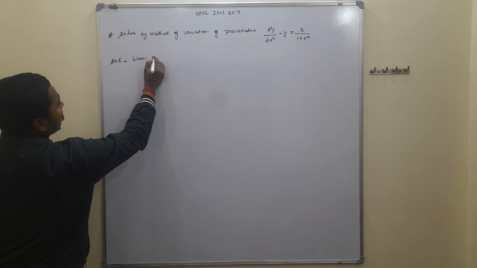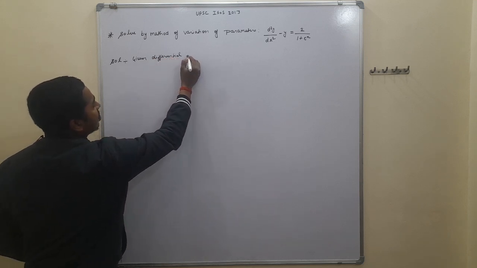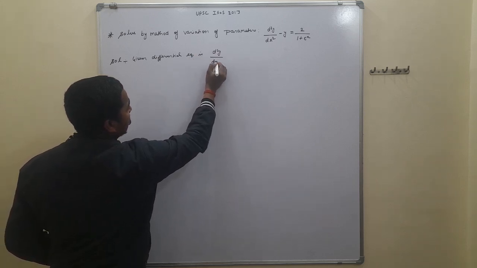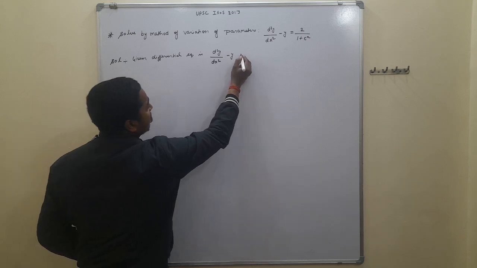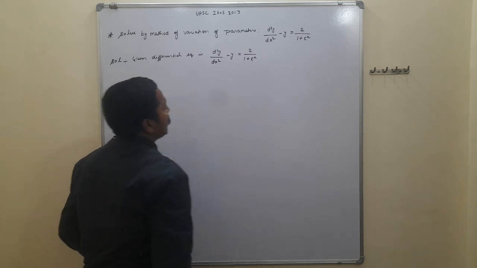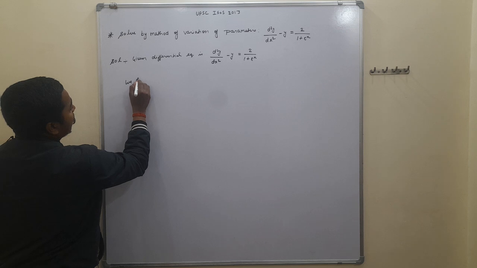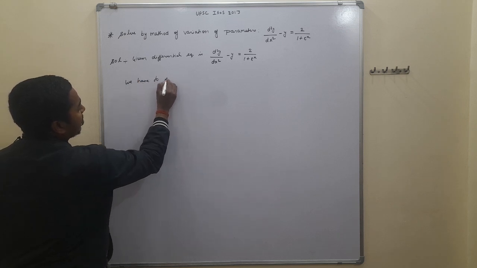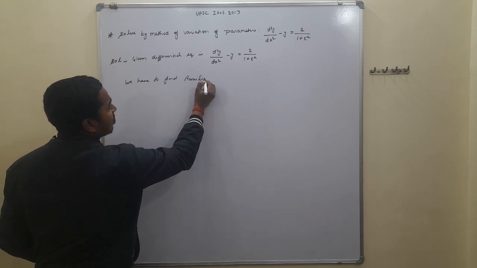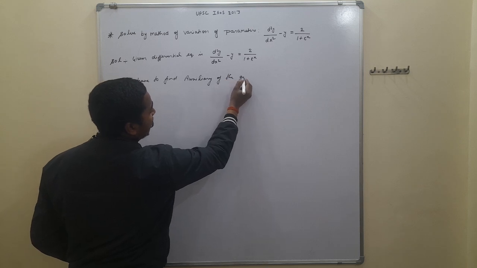Given differential equation is d²y/dx² minus y is equal to 2 upon 1 plus e to the power x. We have to find the auxiliary equation of the given differential equation.